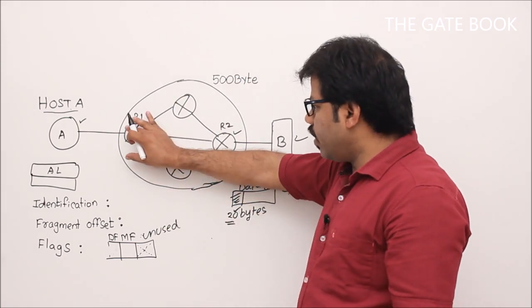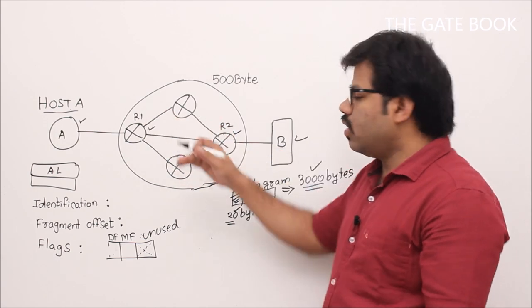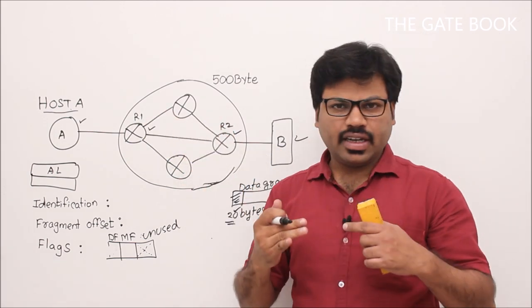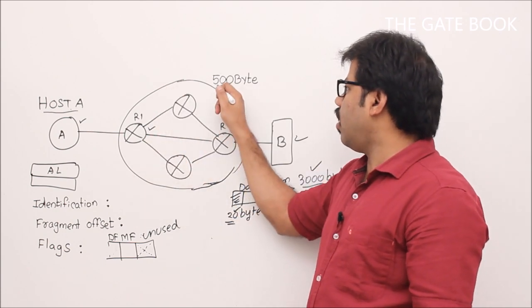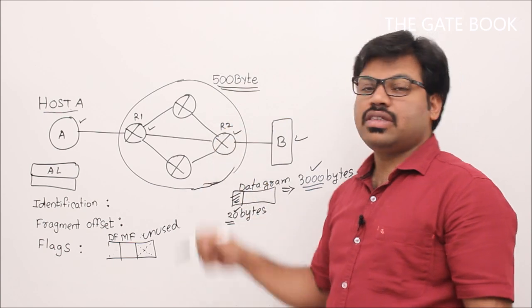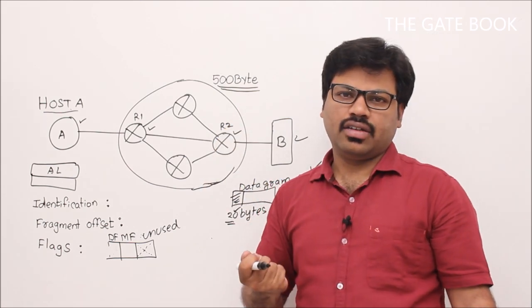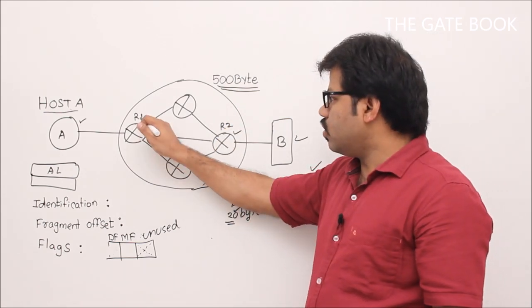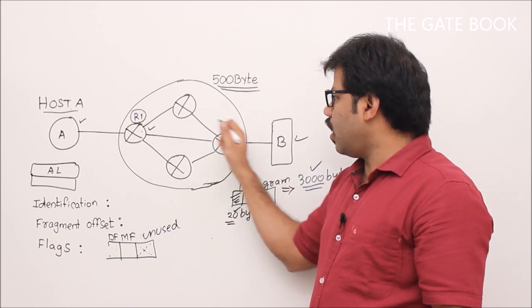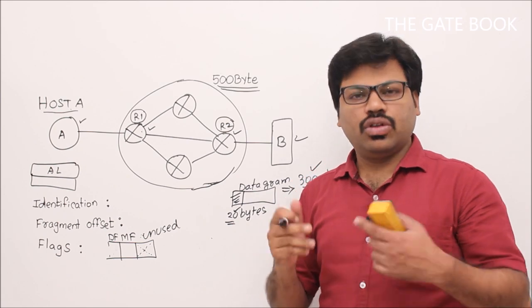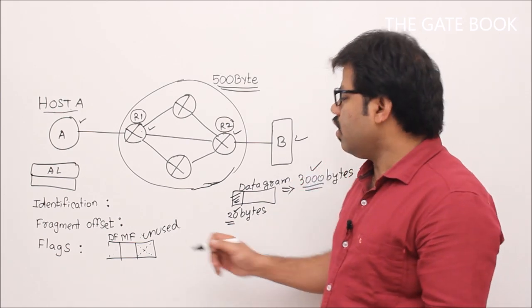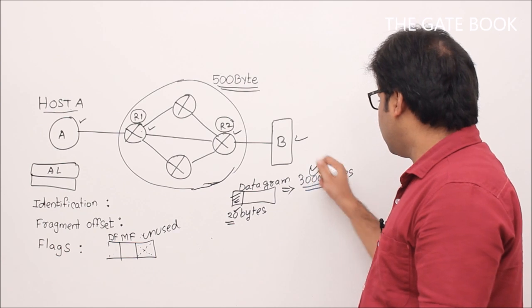So when your data is going through this network, definitely these routers will have a data link layer, correct? In that data link layer there is a restriction of 500 bytes. That means they can't allow more than 500 bytes at any time. So finally, because of that, these routers allow only at most 500 bytes of data. But how much do you have? You have here 3000 bytes.